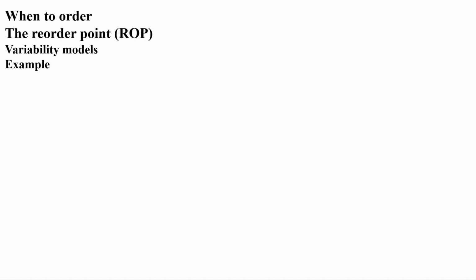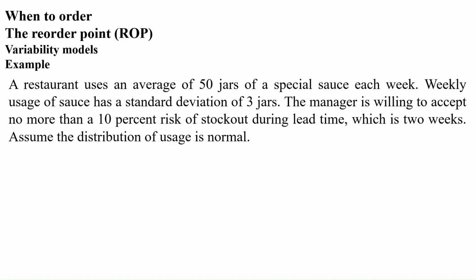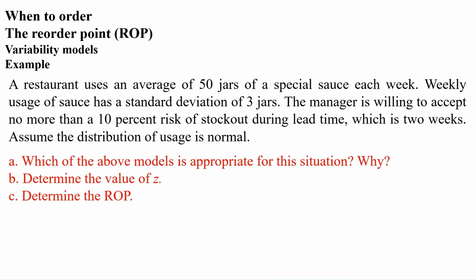Let us solve an example. A restaurant uses an average of 50 jars of a special sauce each week. Weekly usage of sauce has a standard deviation of 3 jars. The manager is willing to accept no more than a 10% risk of stockout during lead time, which is 2 weeks. Assume the distribution of usage is normal. Which of the above models is appropriate for this situation? Why? Determine the value of Z.